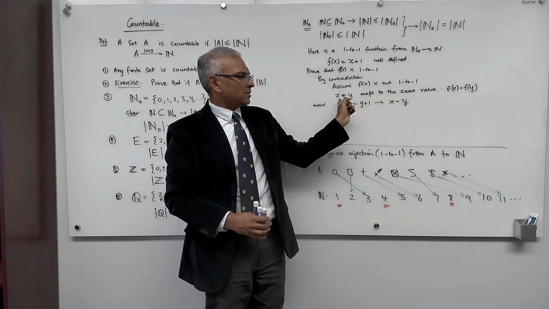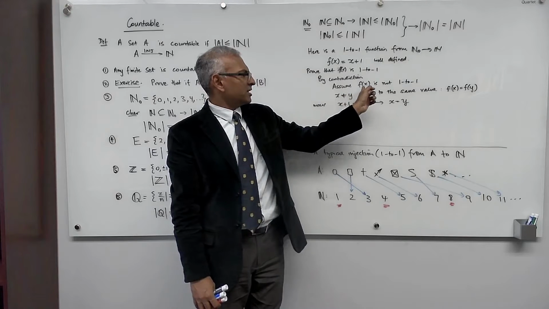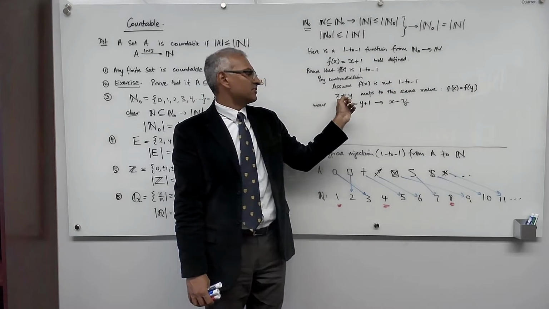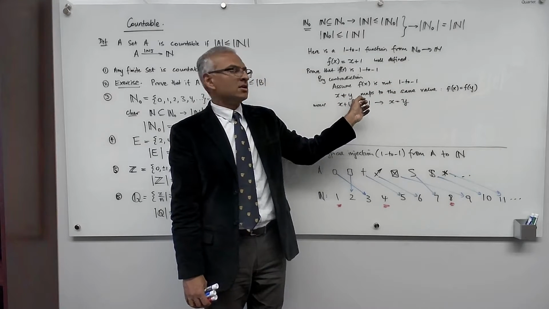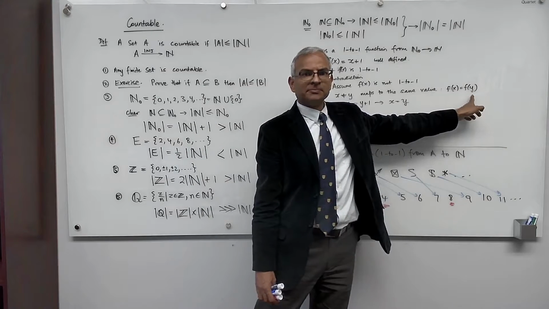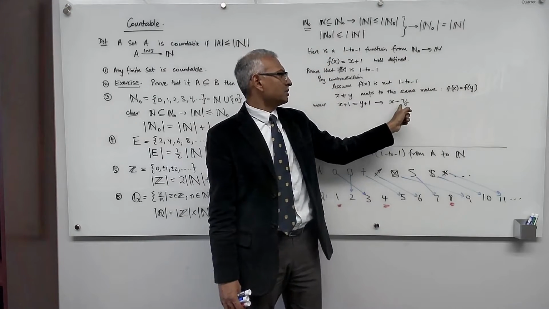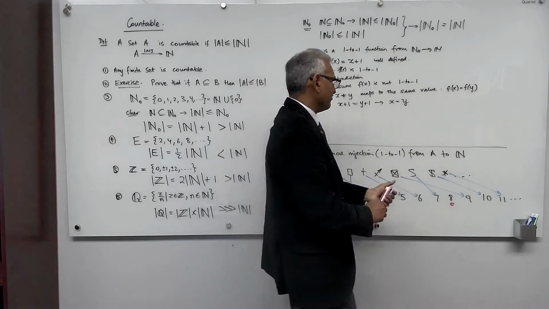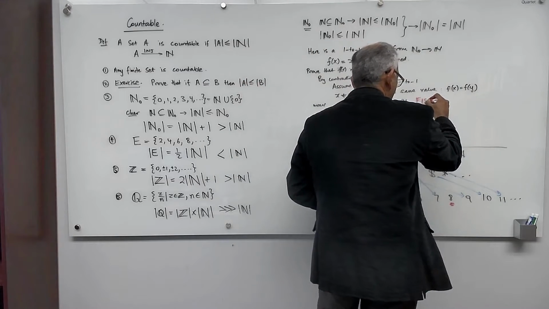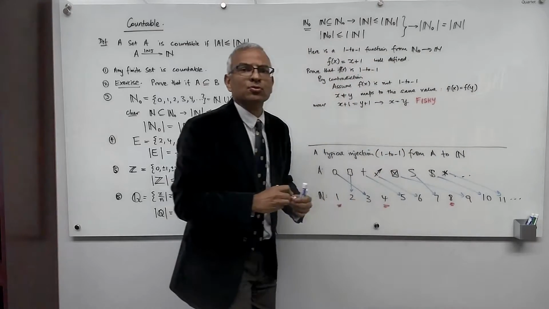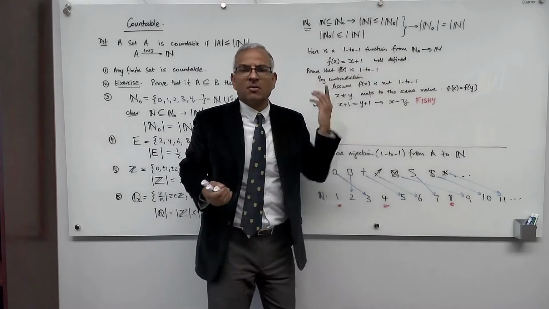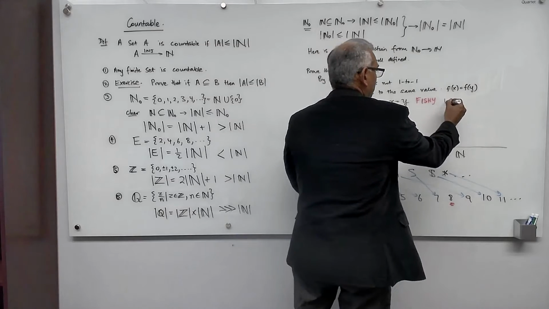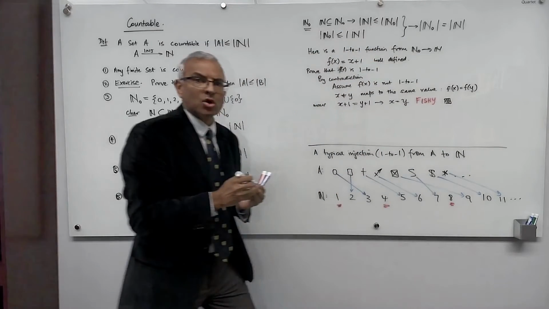Because the fact that f of x is not 1 to 1 means that there is an x not equal to y for which f of x equals f of y. And now we just showed that x equals y. x not equal to y, x equals y. Very fishy. And that's the end of the proof. That means that f of x is 1 to 1. That's the way a contradiction proof goes.